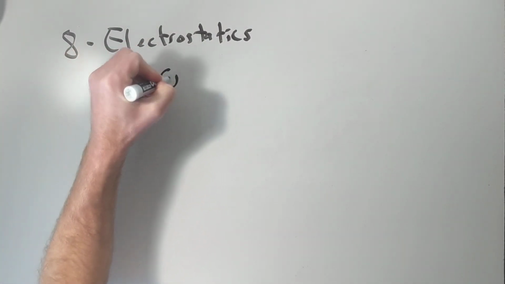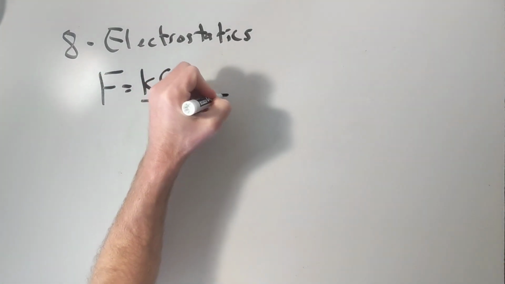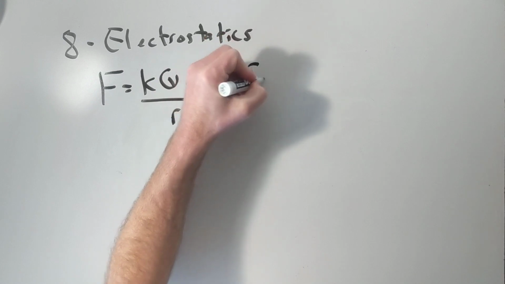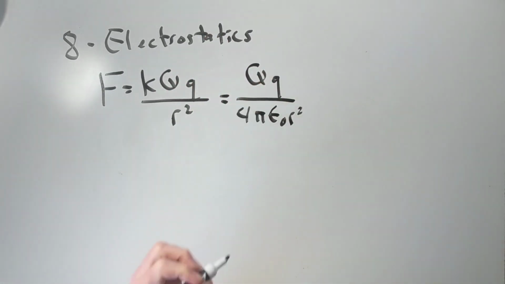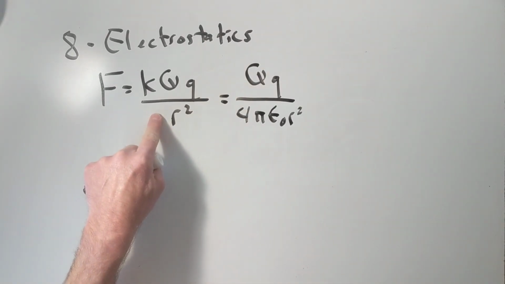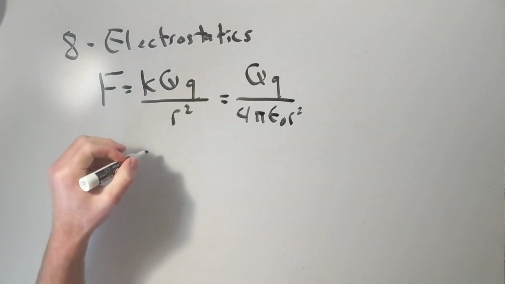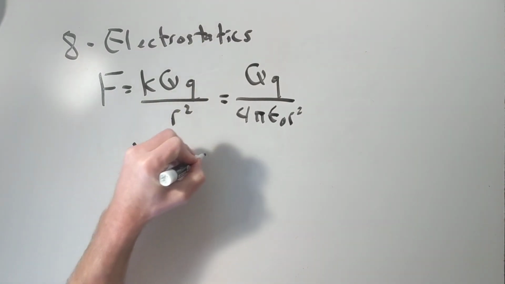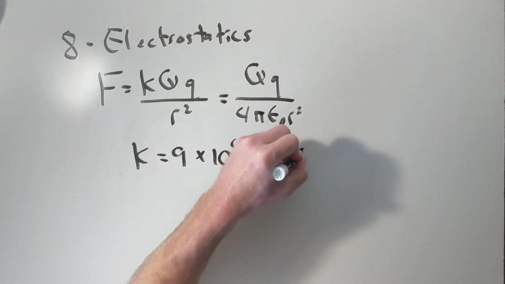The old version, back from honors physics, was kq over r squared. And the version I like this year is q over 4 pi epsilon naught r squared. But keep in mind, it doesn't matter which one of these you use. They'll both give you the correct answer. So I like to use this version when I have numbers involved, and this one when I have symbols involved. And don't forget that k is 9 times 10 to the 9th Newton meters squared per Coulomb squared.